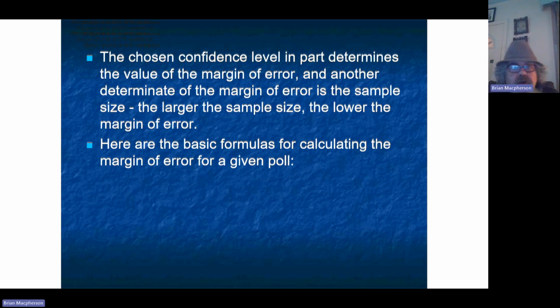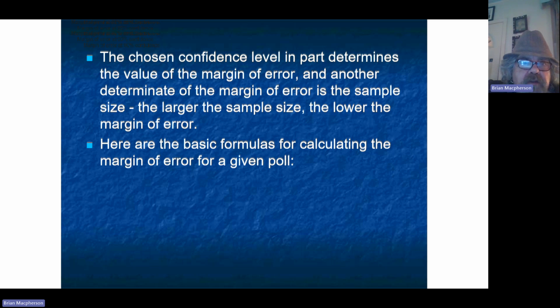So the chosen confidence level, in part, determines the value of the margin of error. And another determinant of the margin of error is the sample size. The bigger your sample size, the smaller will be your margin of error, right? Okay. The lower will be the margin of error. You want ideally a fairly small margin of error. And there are actually formulas for, I'm not going to ask you to memorize these, by the way, or know these necessarily for the midterm or the final, but what are the basic formulas for calculating the margin of error for a given poll?